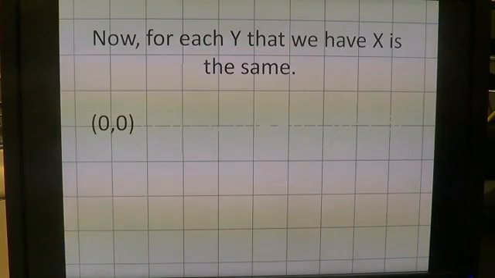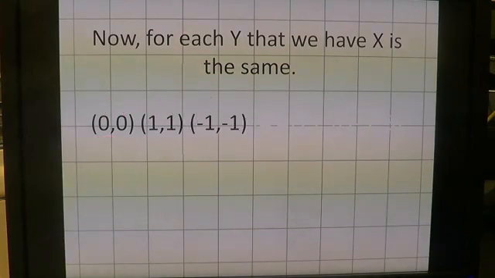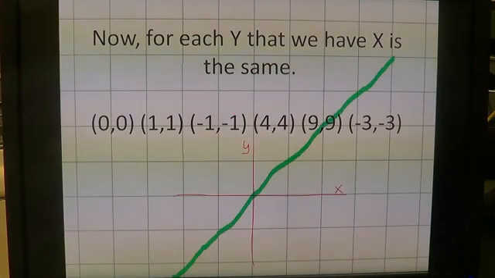Now, for each y that we have an x that's the same. So if y is 0, x is 0. If y is 1, x is 1. If y is negative 1, x is negative 1, and it just goes on and on and on, and we can actually graph that. And if we made a quick sketch of the graph, it'd look like this green line here. We have a positive 1 slope.